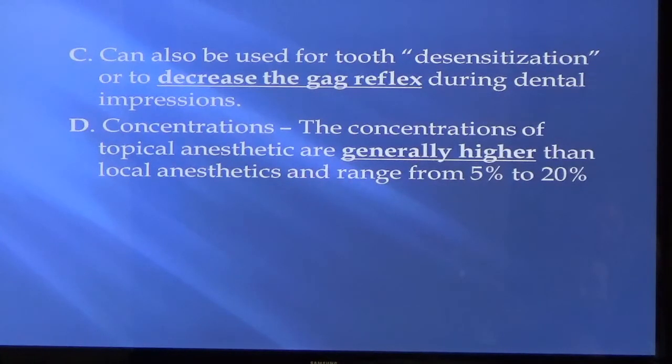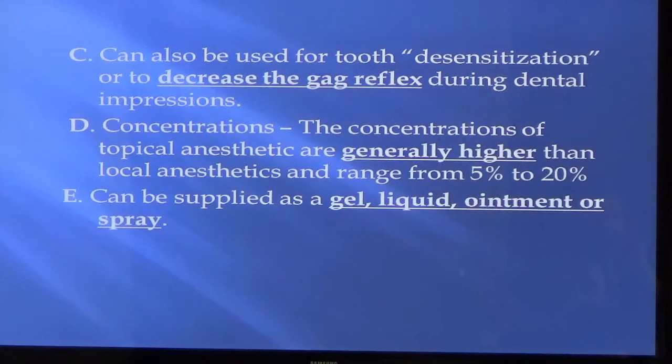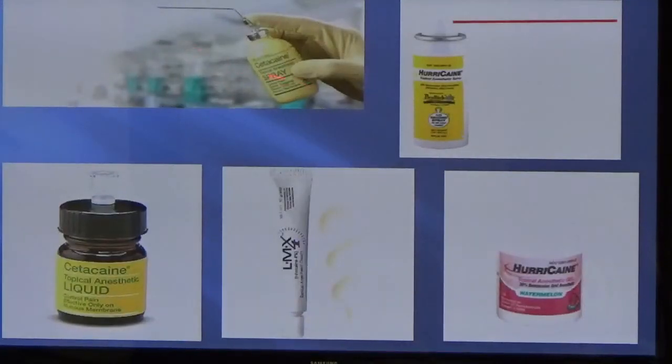Concentrations, again, they vary, anywhere from 5 to 20%. It can be supplied as a gel, liquid, ointment, or a spray. So again, this is the one that you can spray in the back of the throat. Hurricane. Just have them open. The spray doesn't taste very good. But again, Hurricane. These are the ones that we have. I don't think it's that brand. I think we just have the generic Patterson brand. But there's all kinds of topicals that you can use.